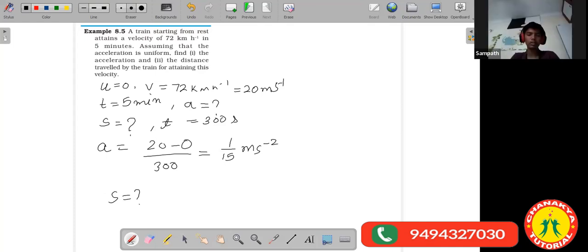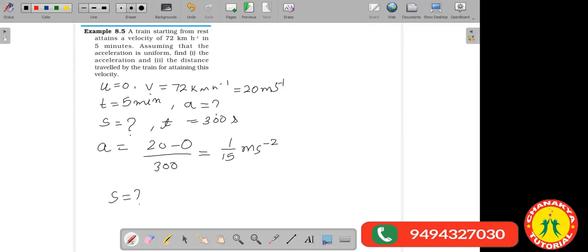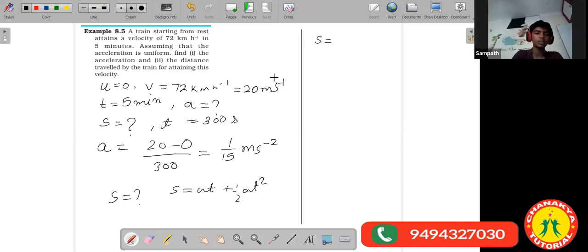We can use the second equation also, and we can use the third one also. From both of them, we'll get the same answers. So we'll use S equals UT plus 1 by 2 AT squared. And by putting the values at proper places, we now just need to put the values.